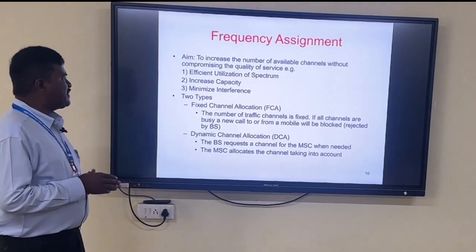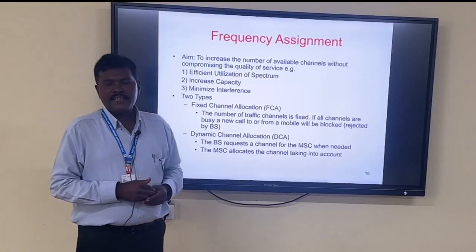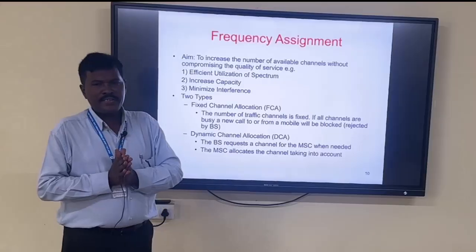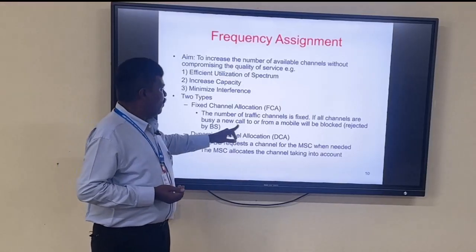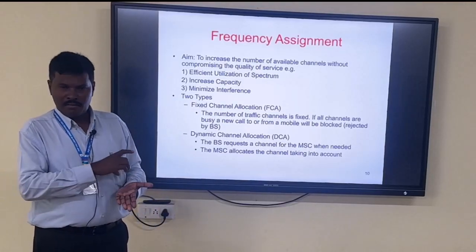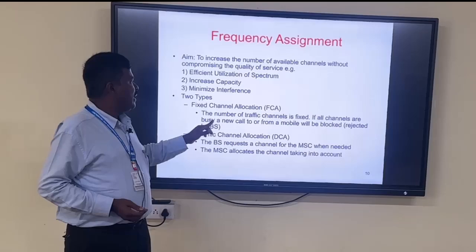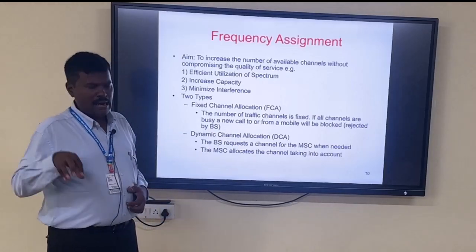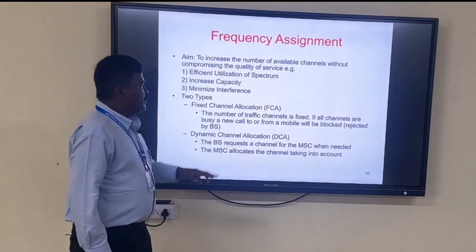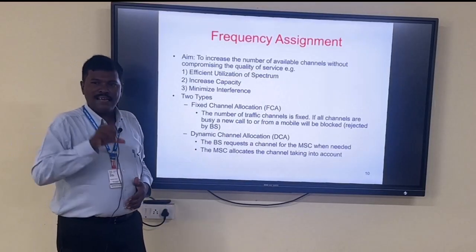In the first one, the number of traffic channels is fixed. Here the case is, if all the channels are busy and at the same time a new call comes from a mobile, it will be blocked. If all the channels are occupied and busy, a new call to or from a particular mobile will be blocked or rejected. That process is done by the base station available in the corresponding cell.